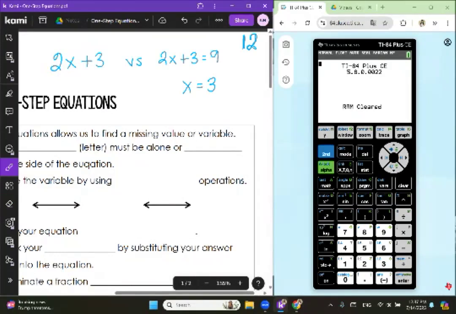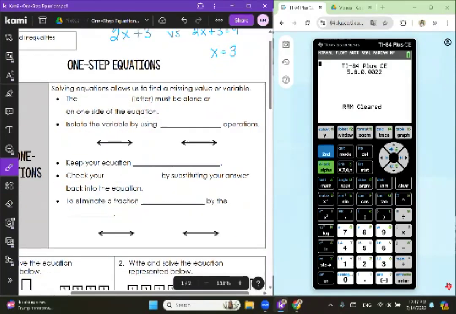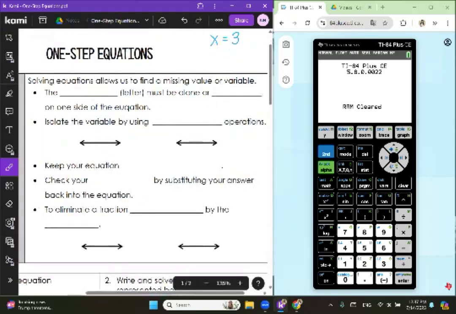Okay. So solving an equation allows us to find a missing value or variable. The letter called the variable must be alone or isolated on one side of the equation. You isolate that variable by using inverse operations. Another word for inverse is opposite.